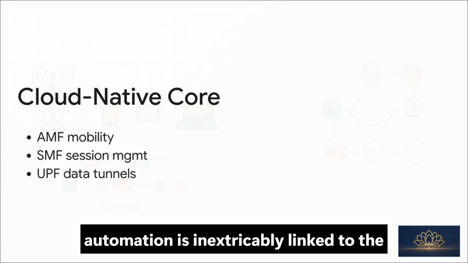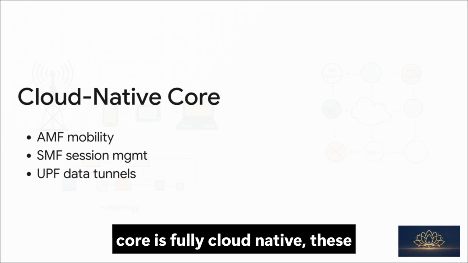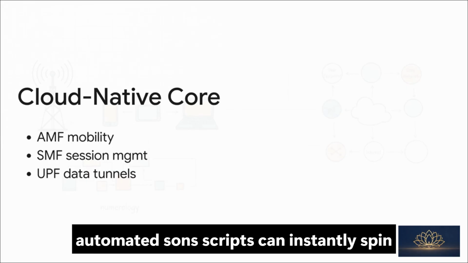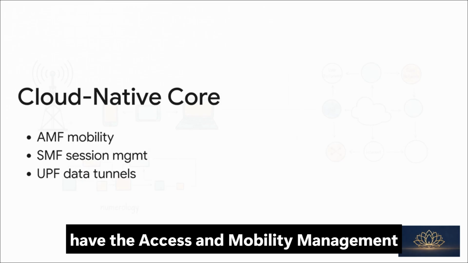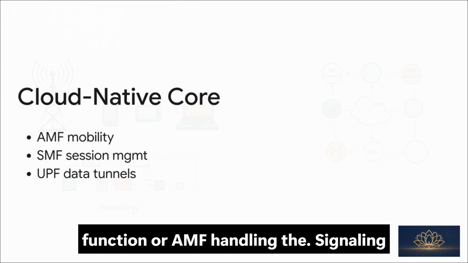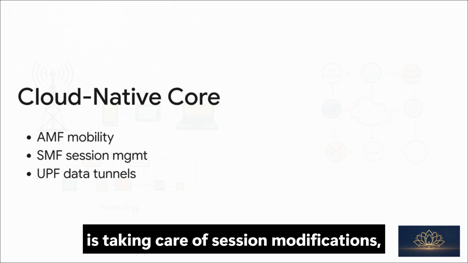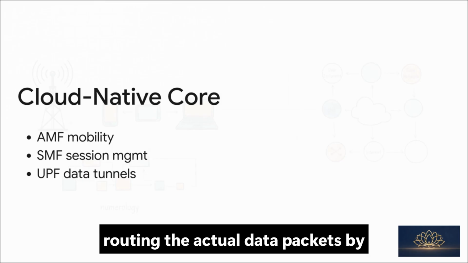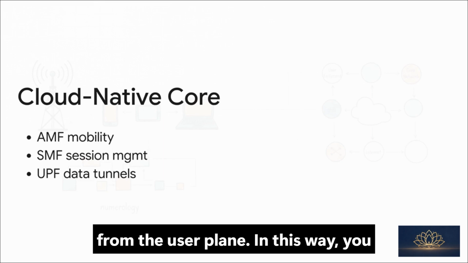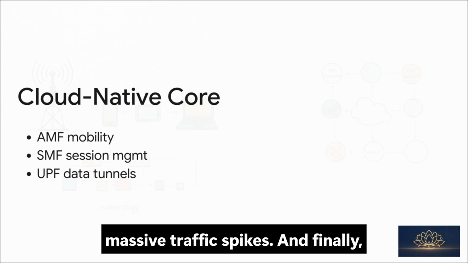And this level of automation is inextricably linked to the scalability of the 5G core. Because the core is fully cloud-native, these automated SON scripts can instantly spin up virtualized functions on demand. You have the Access and Mobility Management function, or AMF, handling the signaling. The Session Management function, the SMF, is taking care of session modifications. And the User Plane function, the UPF, is routing the actual data packets. By completely splitting the control plane from the user plane in this way, you allow the network to scale its resilience immensely, especially during sudden, massive traffic spikes.